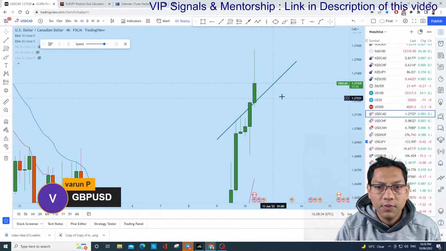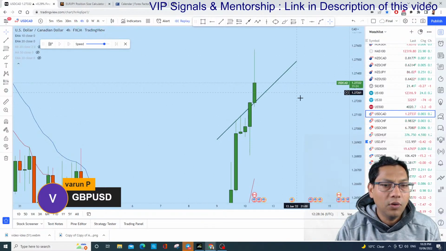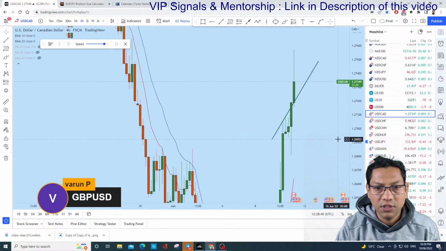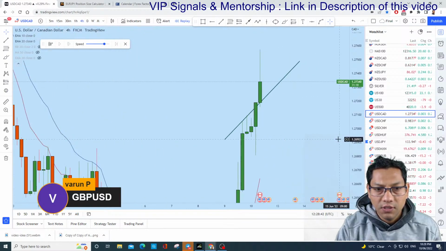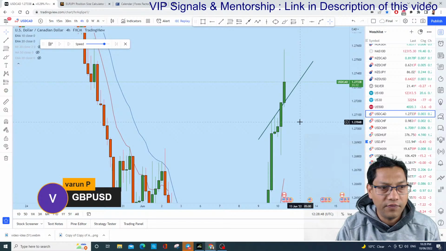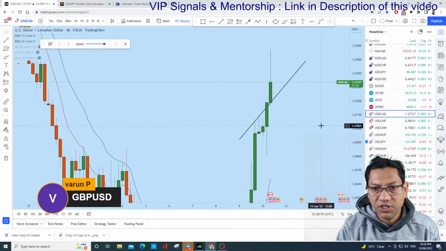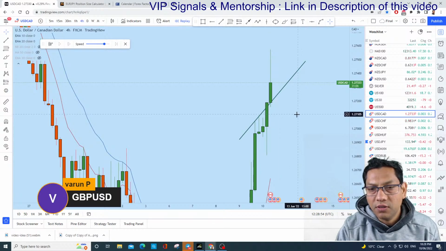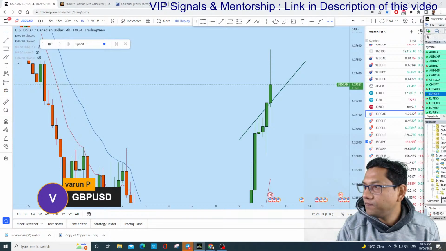So let's see what happened. Looks like the price is slowly coming down. Okay, let it come, because the news candle is a very good one. I love to trade this kind of price action. We'll trade it with a tight stop loss and a tight profit target.